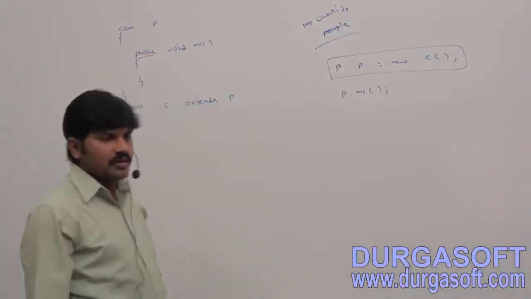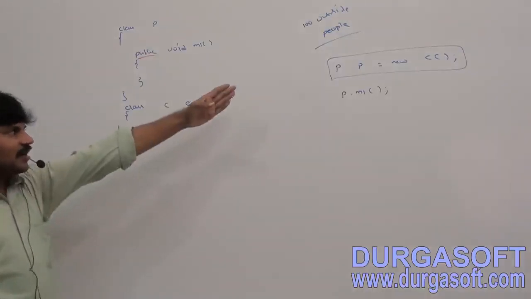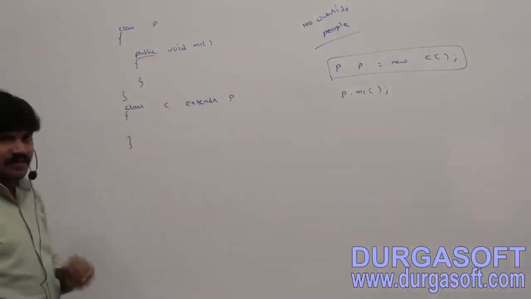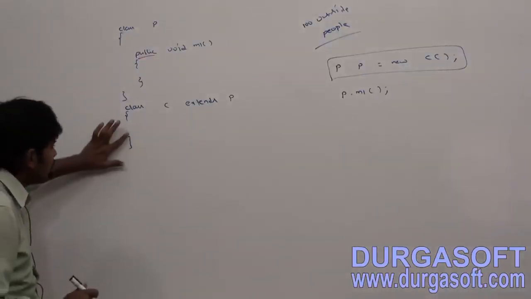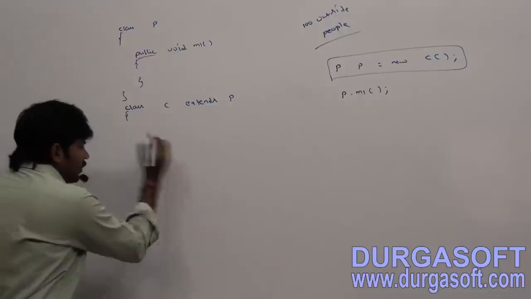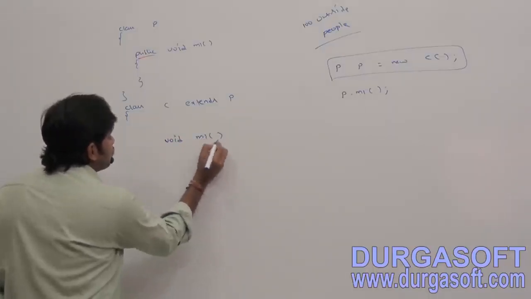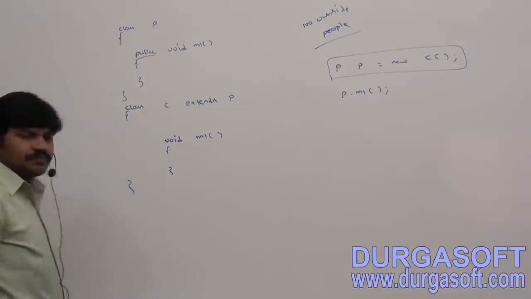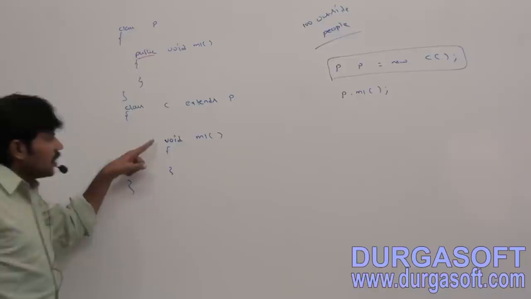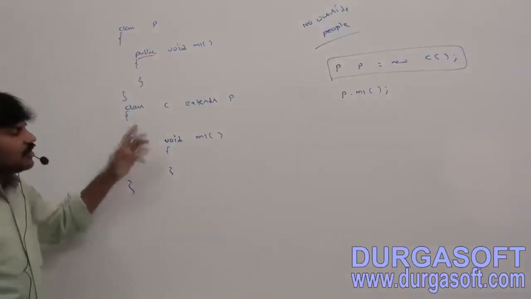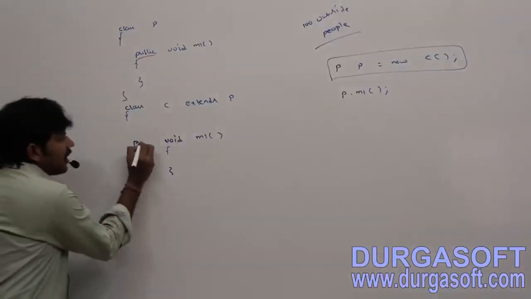Suppose tomorrow I want to override this method in the child class. Already 100 outside people are accessing this M1 method, but I want to override it. If I am trying to override, suppose void M1, I reduce the access modifier. I mean I kept default. Now observe this one.